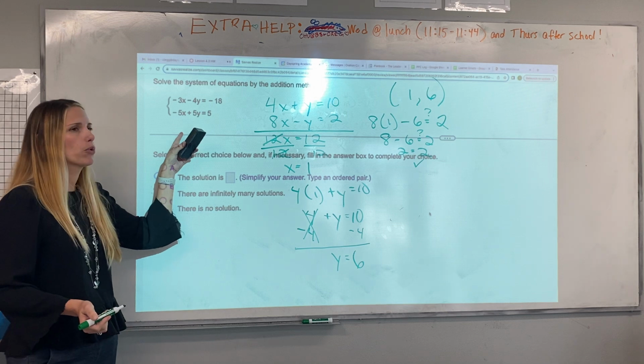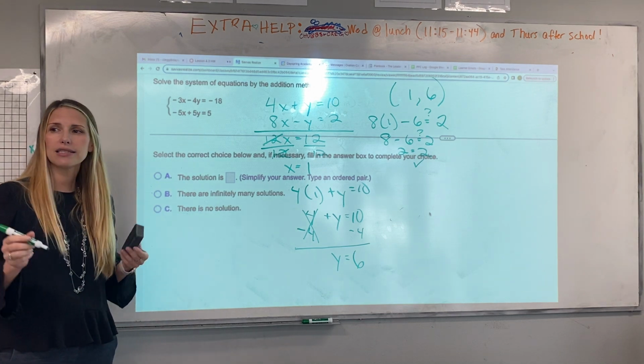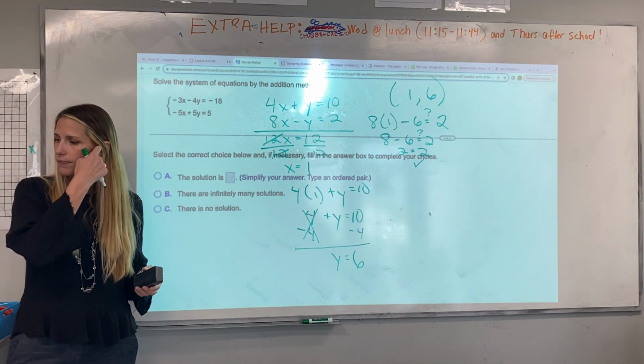This question that I have on the board is for number 2. It's not as simple as the first question.